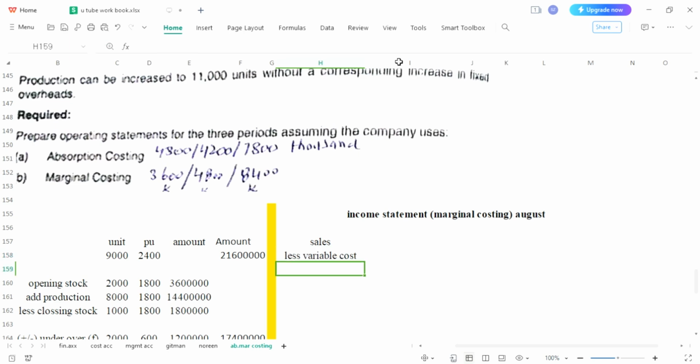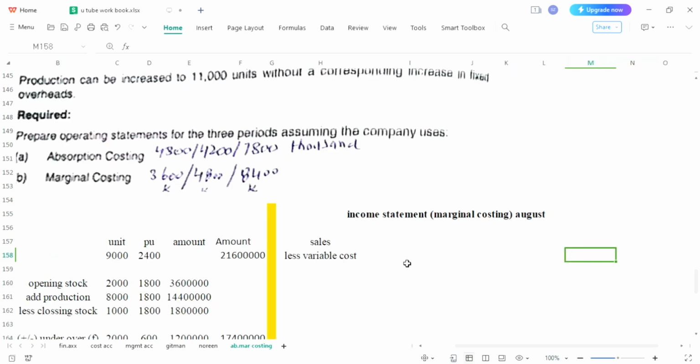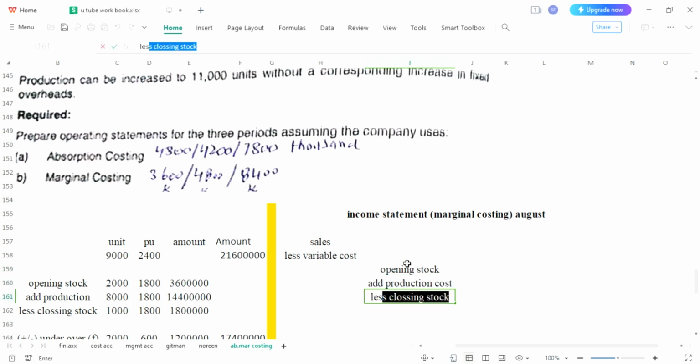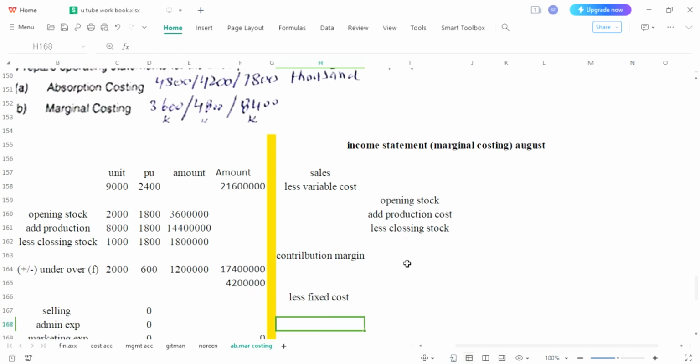The difference between marginal costing and absorption costing: the first difference has arrived here. In absorption costing, variable and fixed costs both are written, and over here only variable cost would be written. Variable cost will start as usual with opening stock. We will add production cost and subtract closing stock. No under or over applied would be written over here. As we subtract our variable cost from sales, we will get contribution margin, and then we will subtract our fixed cost, with which we will get net margin.